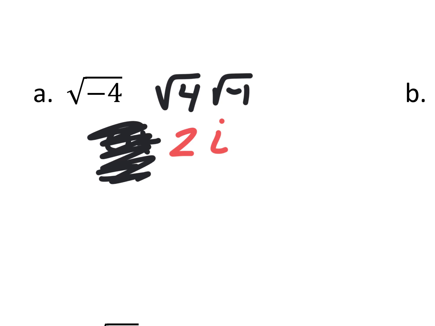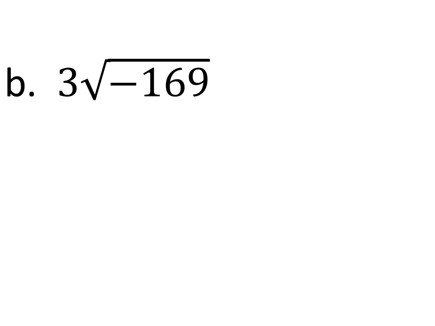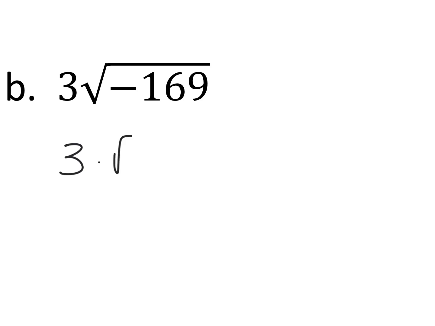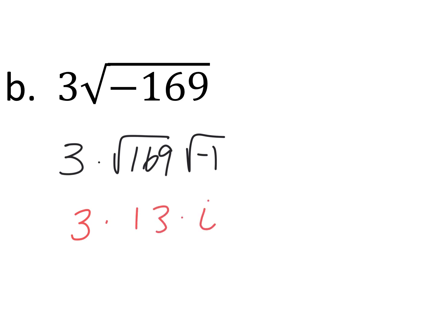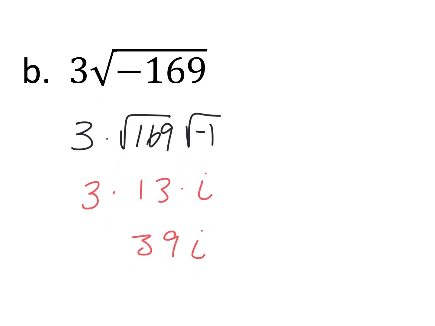All right, that's a lot, isn't it? This one, you'd be thinking 3 times the square root of 169, which, anybody know that one? 13, very good. Times the square root of negative 1, which is what? i. 3 times 13 times i. So then if you know 3 times 13 is 39, it's 39i. Does that make sense to you? Okay, so this is just basically dealing with square roots that happen to be negative. And you got to know a few common ones.